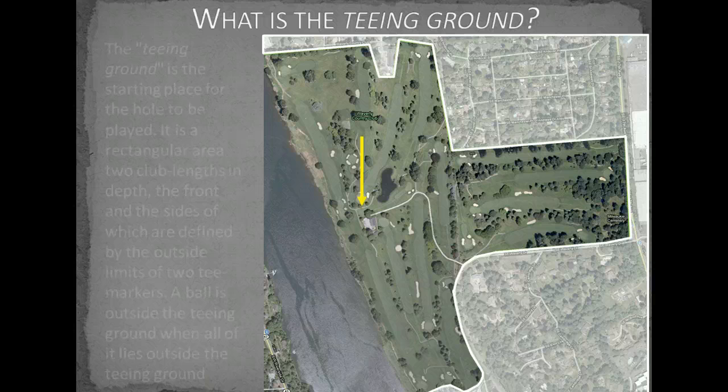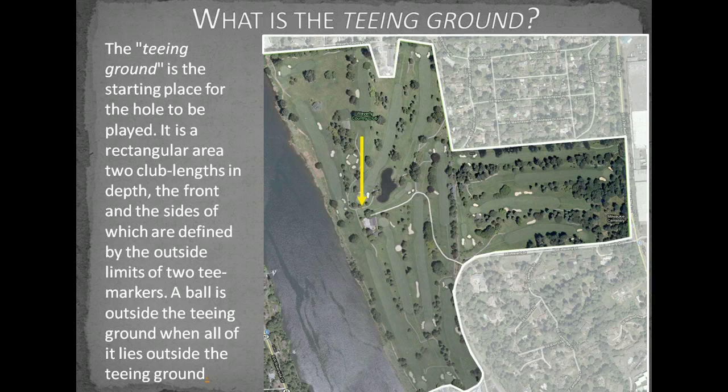The next part of the course we're going to look at is the teeing ground. The teeing ground is the starting place on every hole that you're playing. It's not a very big area. You take the tee markers, in this case the yellow tee markers. The outside limits of those tee markers, you can measure back up to 2 club lengths in depth. And the outer limits of the tee markers define that boundary.